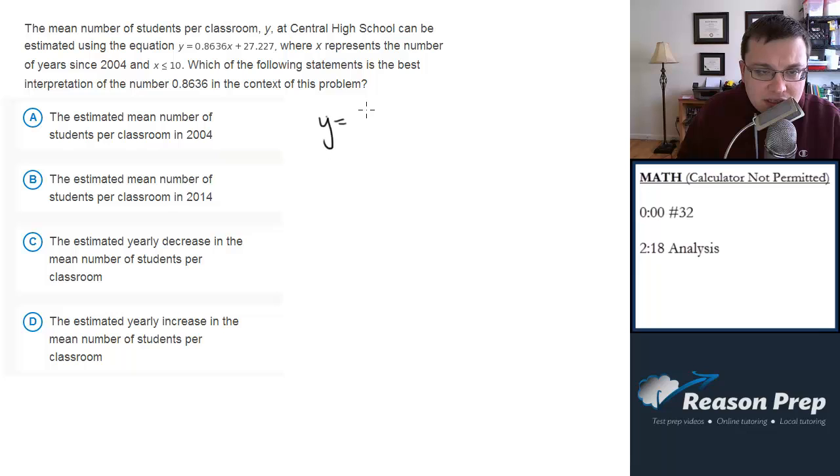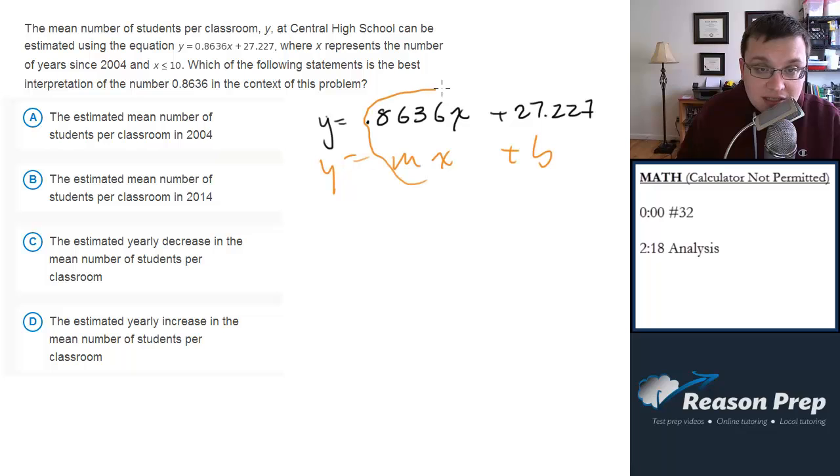We have this equation, and notice it's a linear equation. So 0.8636x plus 27.227. This is like y equals mx plus b, where the number we're interested in for the problem is the m, or the slope. So this is another one of those questions about interpreting what the slope represents in a real life situation. So what does it represent here?